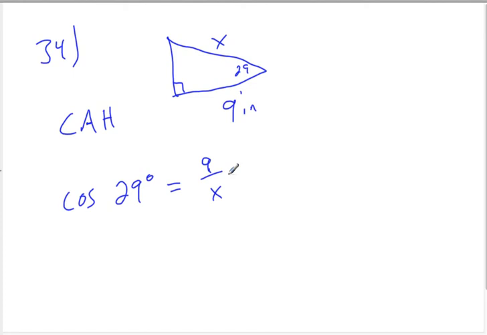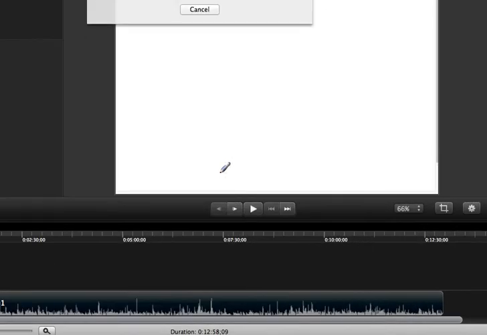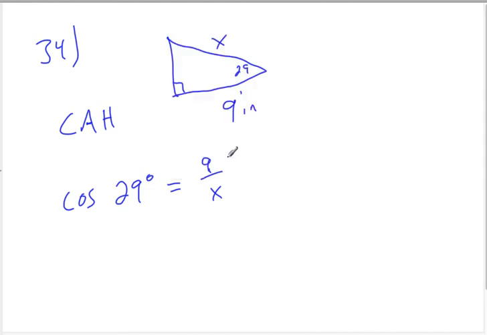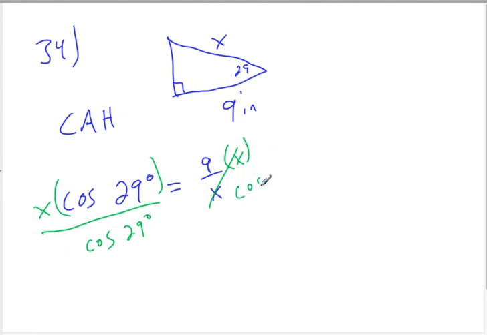So before we even find cosine 29, we can solve for x. So we can multiply both sides by x first. So look, times x, and then divide by. So that gets rid of the x over here, and then we can divide by cosine 29 when we get it, which we don't have yet. So essentially, x is going to equal 9 over cosine 29 degrees once we figure that out.